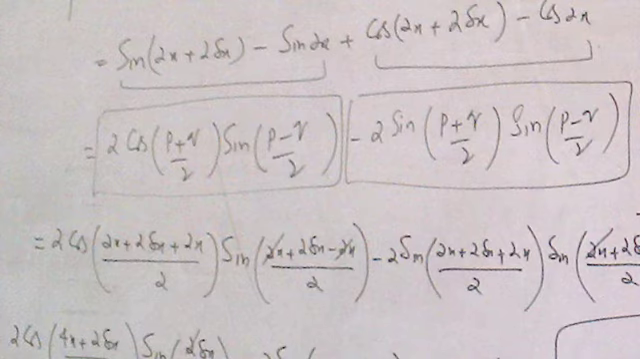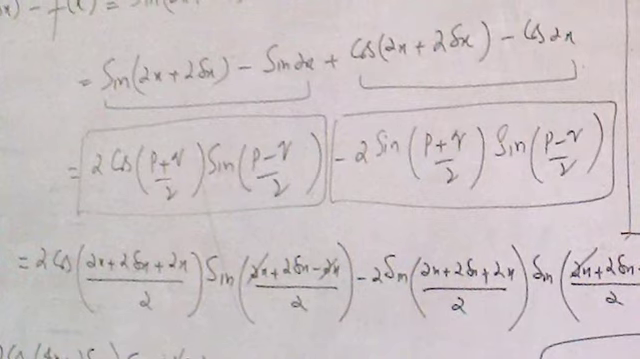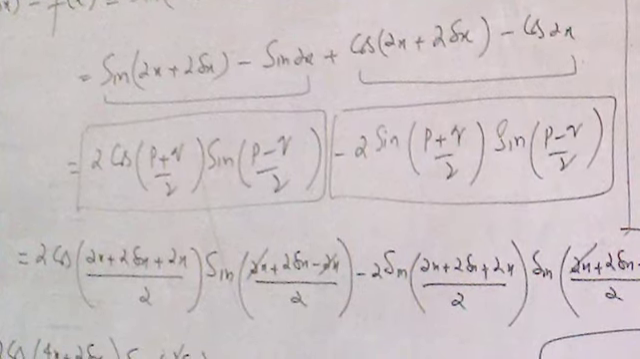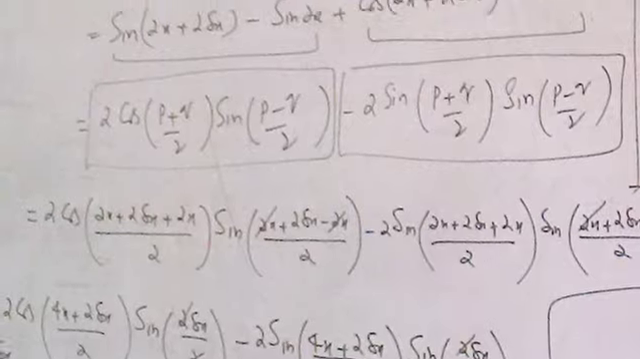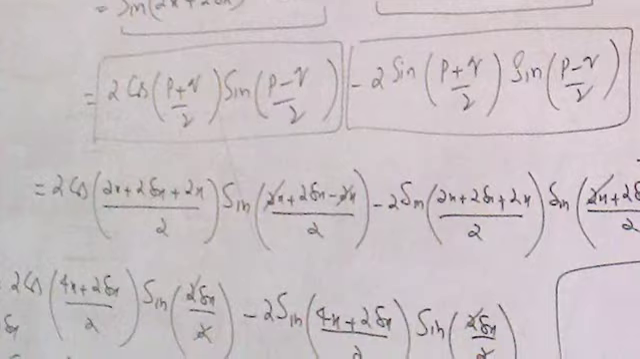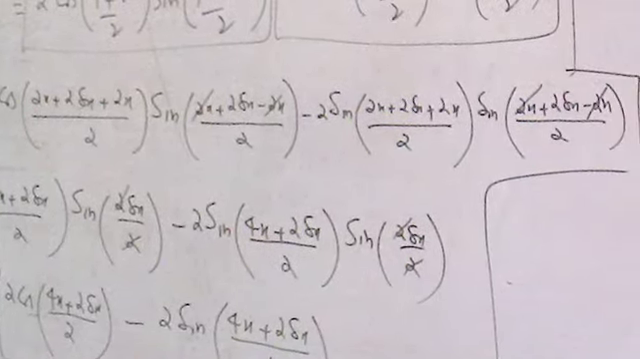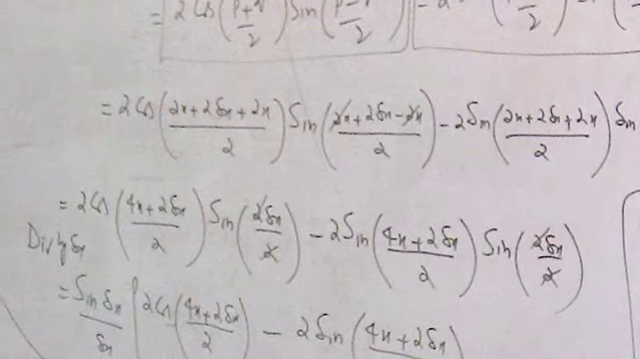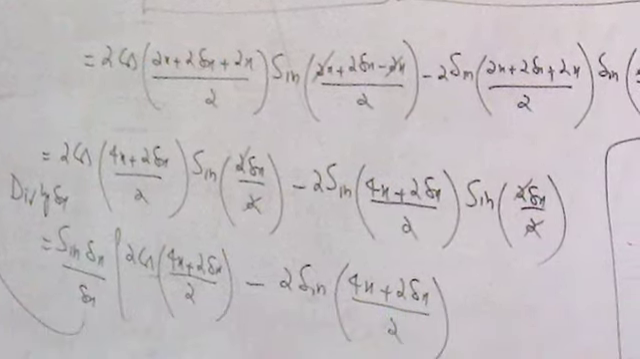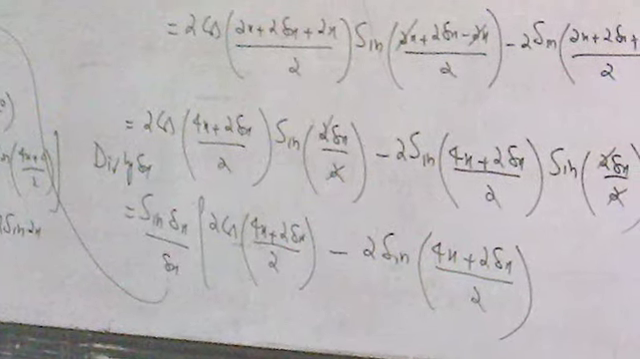Sin p minus sin q is equal to 2 cos (p plus q) over 2 and sin (p minus q) over 2, and cos p minus cos q is equal to minus 2 sin (p plus q) over 2 and sin (p minus q) over 2. Now we put these values in this formula and then simplify. Now we take sin delta x common and divide by delta x and take the limit.